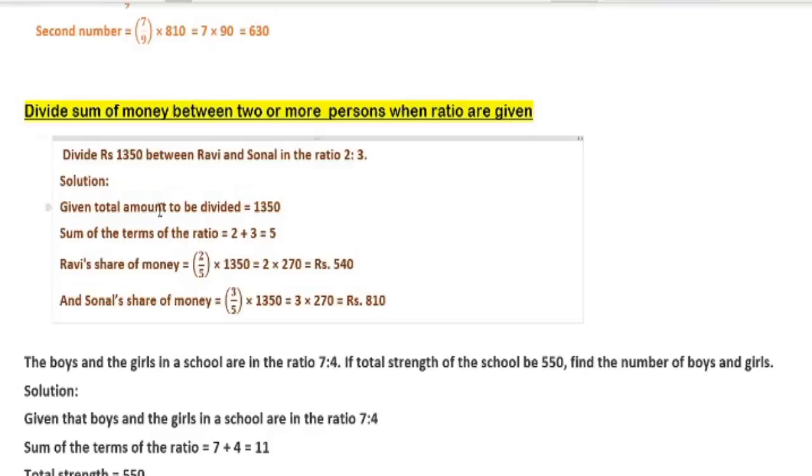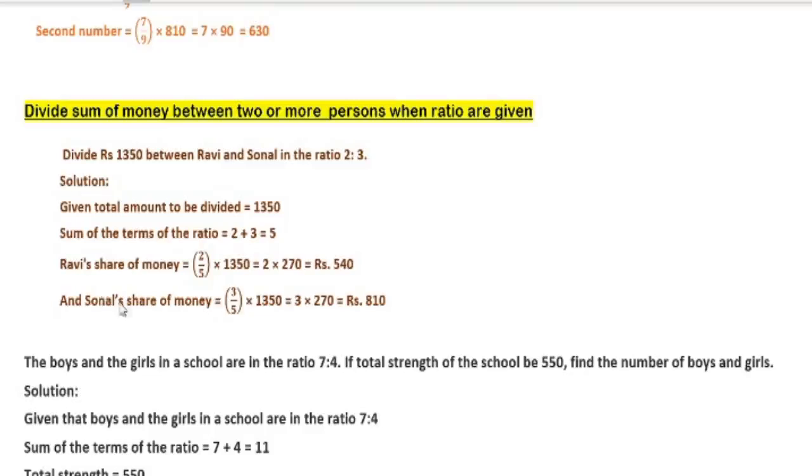So the given total amount to be divided is 1350 and the sum of the terms of the ratio, that is 2 plus 3, equal to 5. So Ravi's share, or the amount of money he gets, is 2 by 5 into 1350, that is 2 into 270. You can cancel here, 1350 and 5, you will get 270, and multiply it, you will get 540.